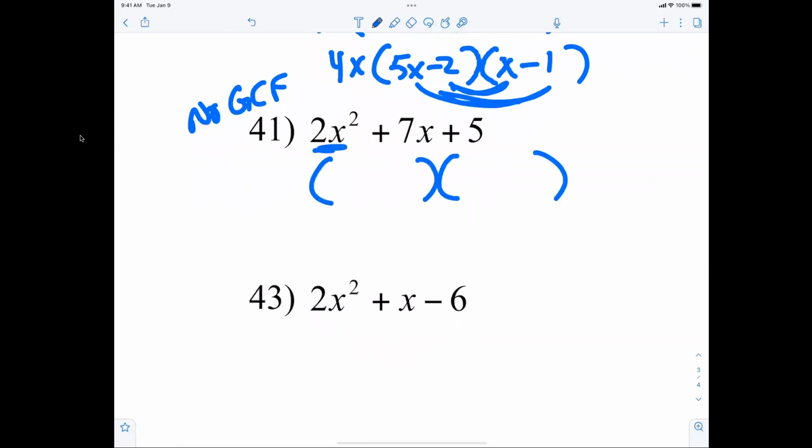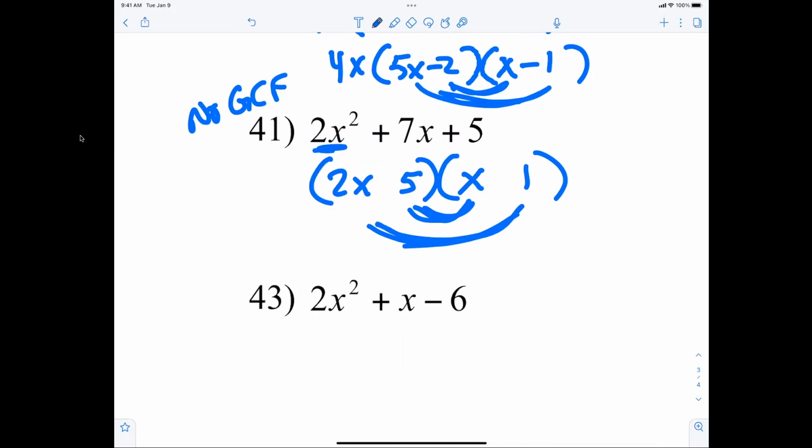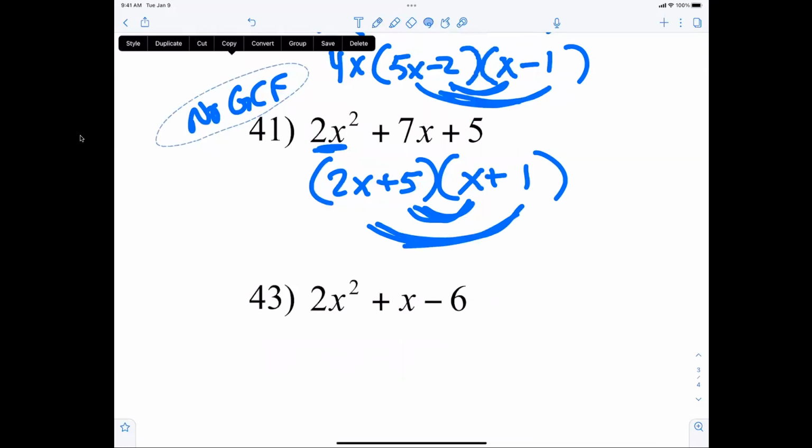How do I make 2x squared? 2x and x. Where's the 5 going to go? On the right or the left? Left. The reason why we know what's going on the left is because that'll help you make 5x and 1. And I want it to be 7x, so it's going to be both positive. 5 and 2 makes 7 if you add them.